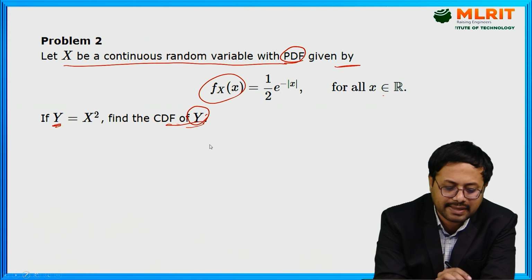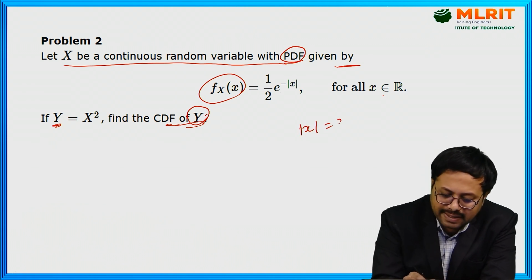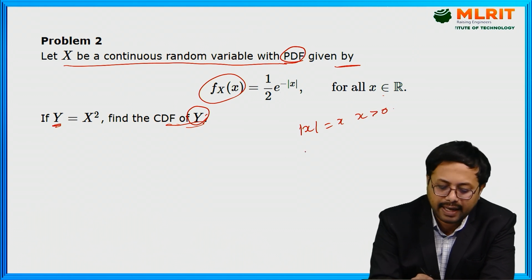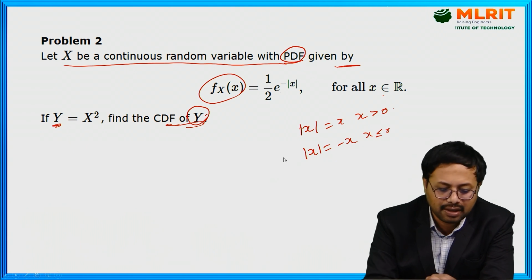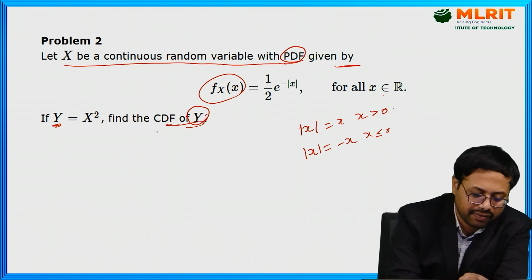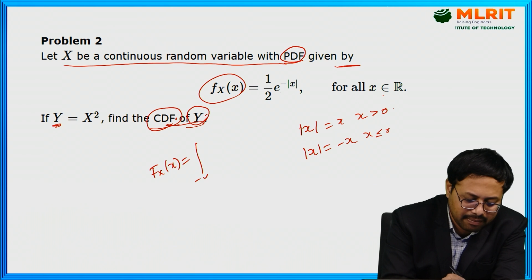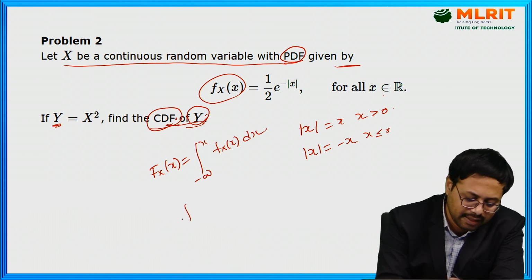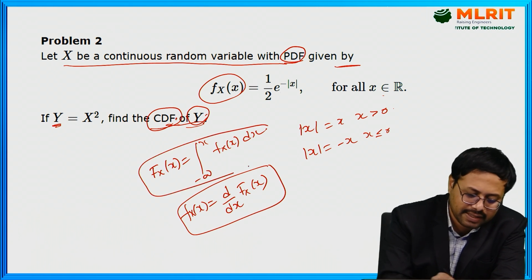First, before solving this, you have to know some formulas. What is mod x? We have mod x equal to x for x greater than 0 and mod x equal to minus x for x less than or equal to 0. You have to know this condition. Now next, you have to know the relation between density function and distribution function. Distribution function CDF, capital Fx of x, is equal to the integral from minus infinity to x of small fx of x dx. Or you have one more relation, small fx of x is equal to d by dx of capital Fx of x. You have to know these two relations to solve this problem.